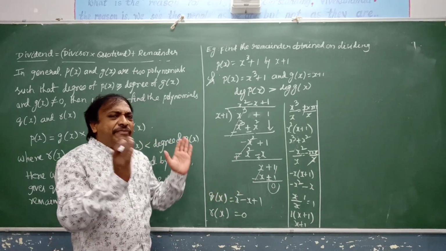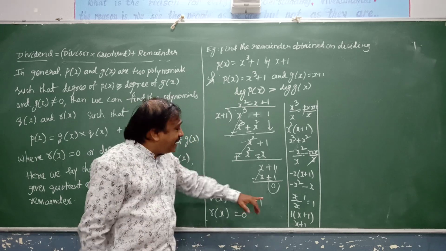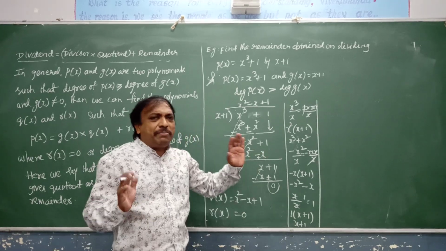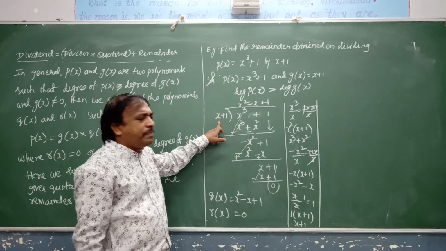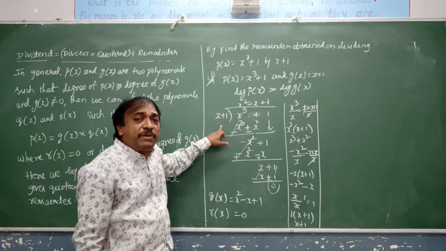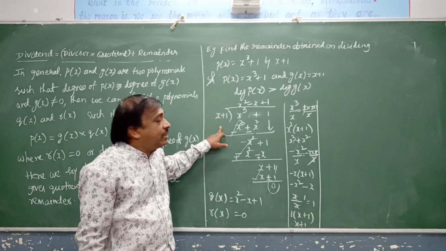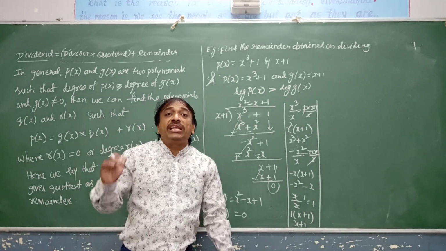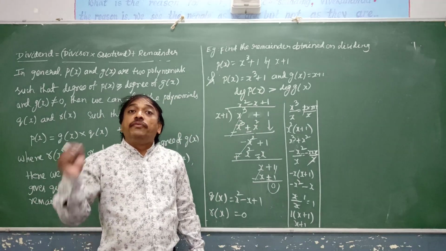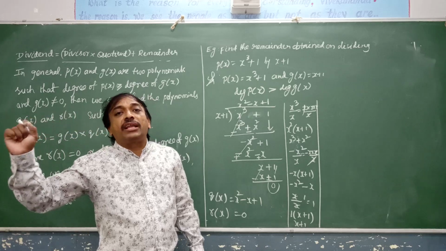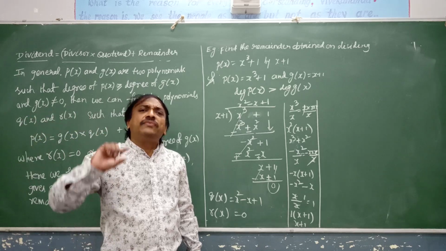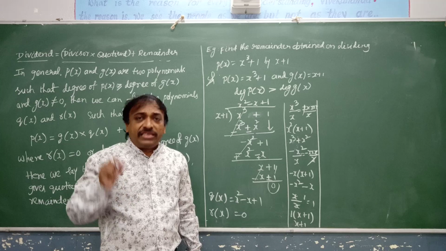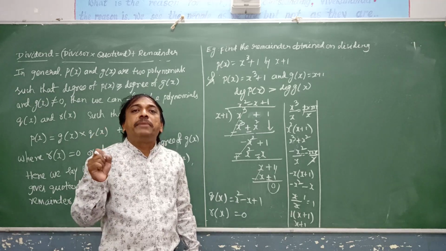Now if you assume the remainder is equal to 0, what can you say about this x plus 1 for the dividend x cube plus 1? Suppose I give the example 12 divided by 4. What can you say? 4 is a factor of 12, right? That's the reason we are getting remainder as 0.